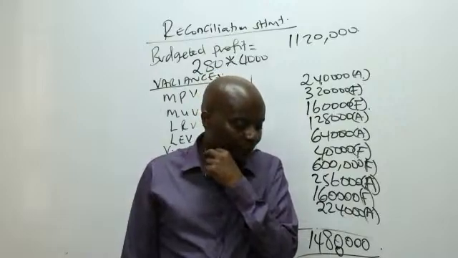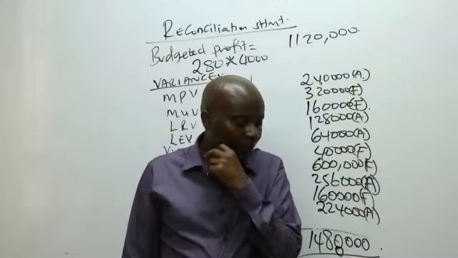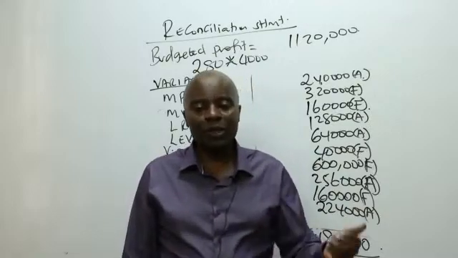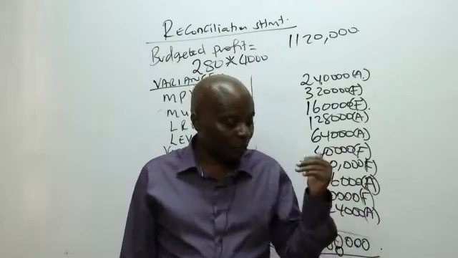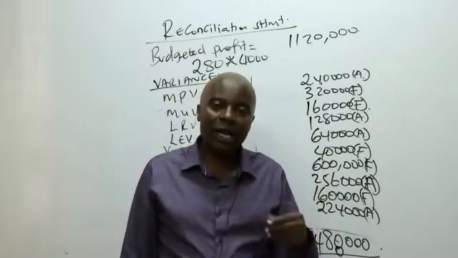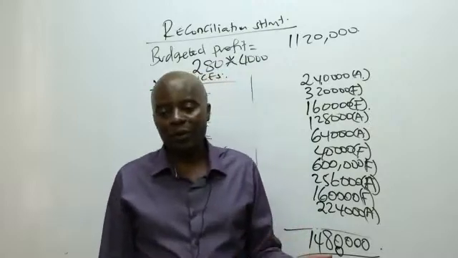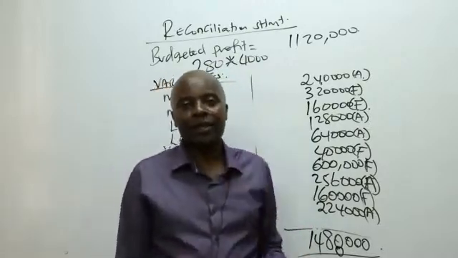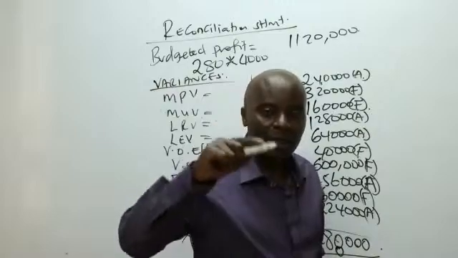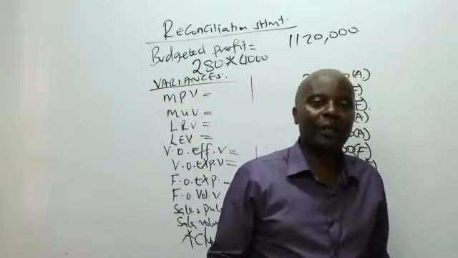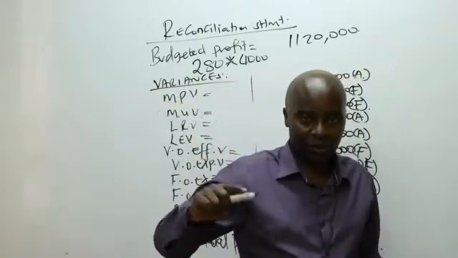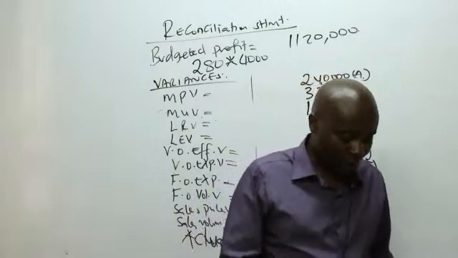1,488. Because figures are in thousands, it's supposed to be 1,488 what here? 1,000. Hence, it means that we have reconciled. We are correct. So in an exam, you know that straight away, all these marks, I'm okay.